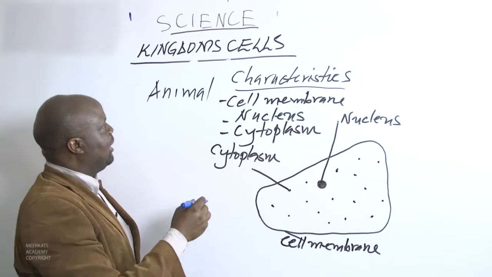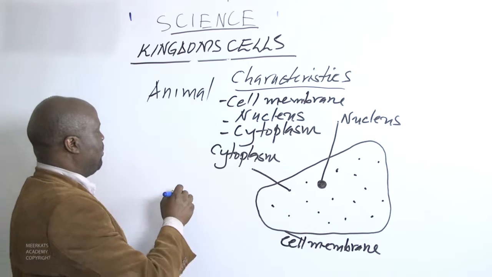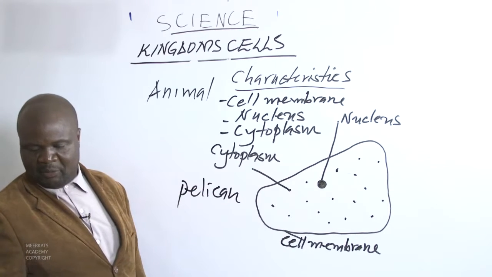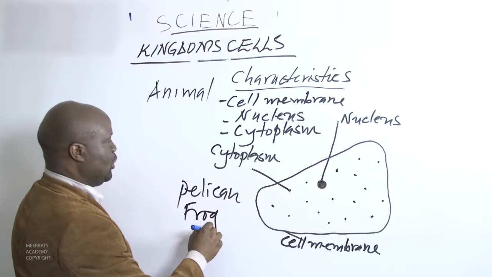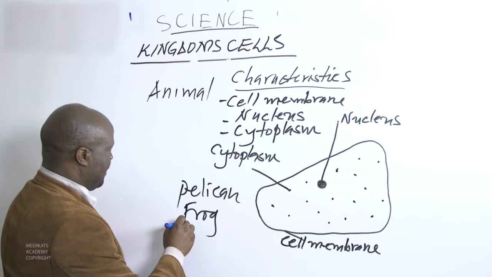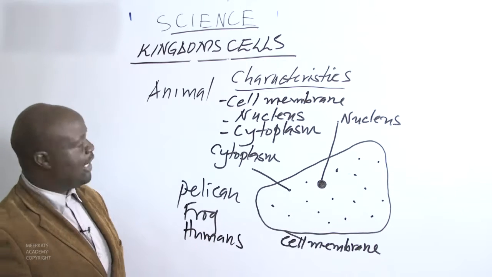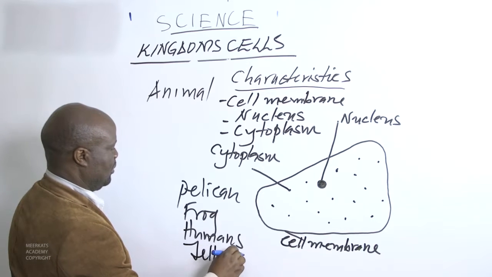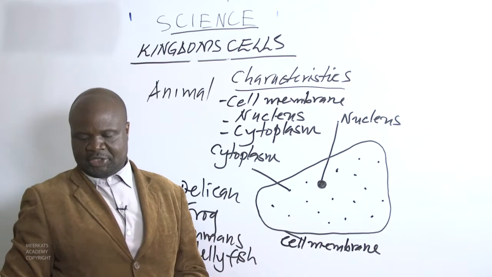For instance, animals that fall within the animal kingdom. We have birds like the pelican, we have frogs, so their cells will display such characteristics. Frogs, humans, and even jellyfish belong to this category.